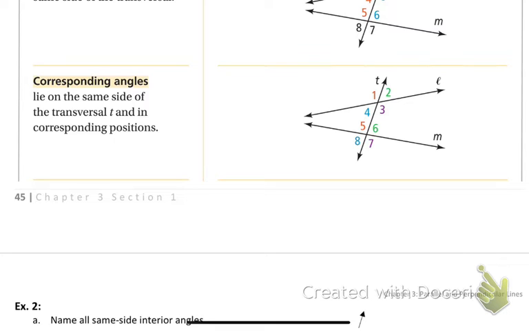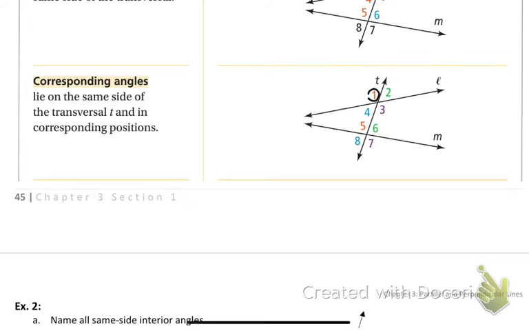6 and 3. 6 and 3 would be same side interior. Love the guess, though. 5 and 3 would be alternate interior because they're both on the interior and they're on opposite sides. So we're looking for something else. 1 and 5. 1 and 5 would be corresponding angles. You are correct.